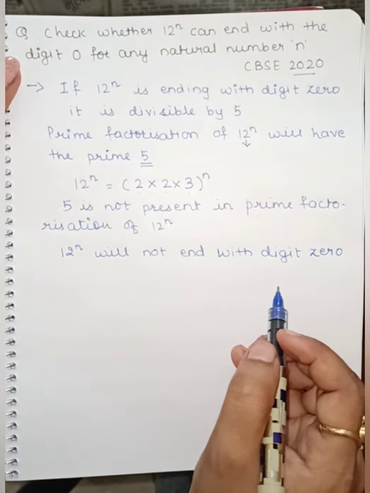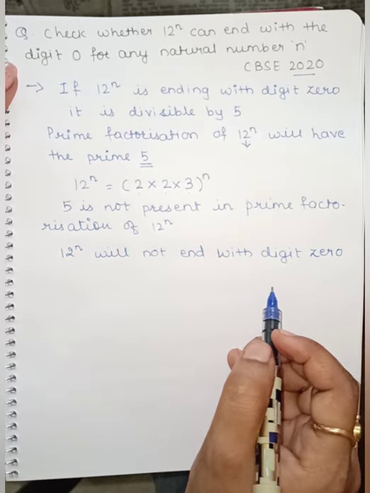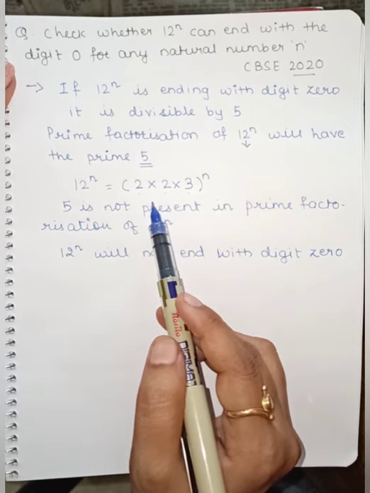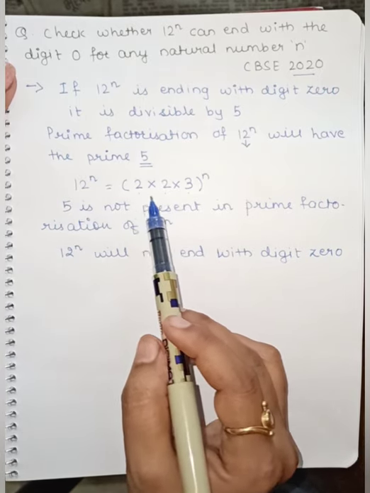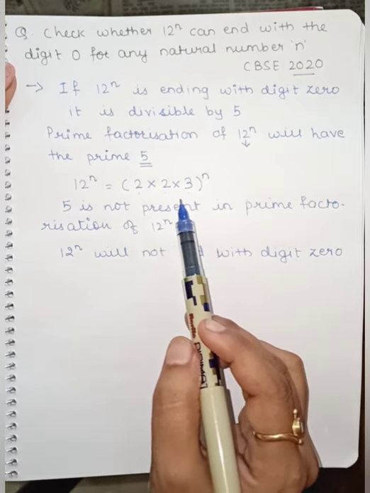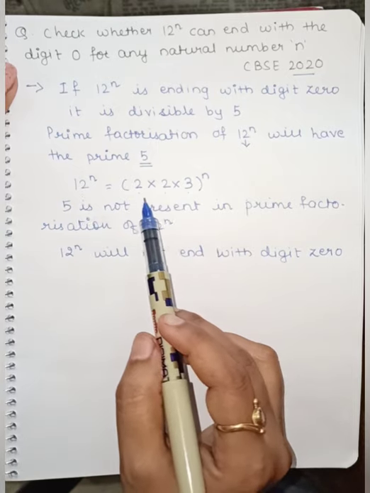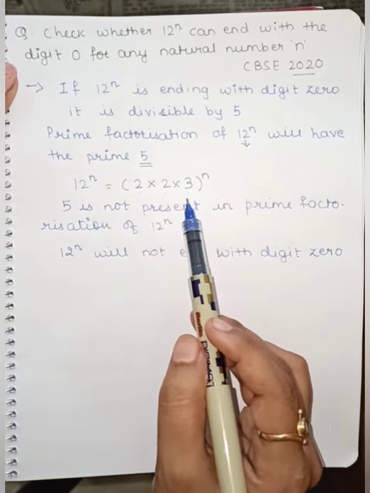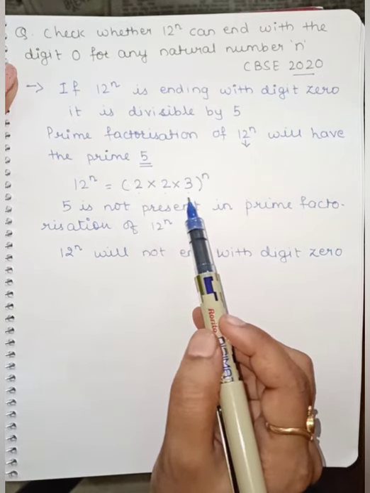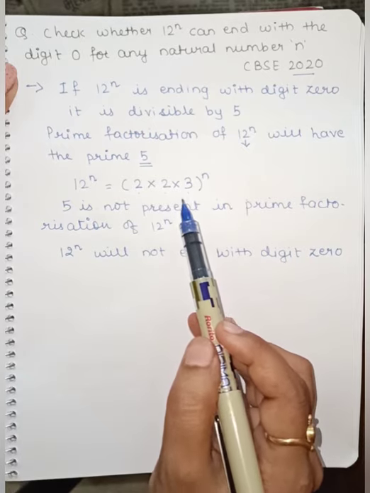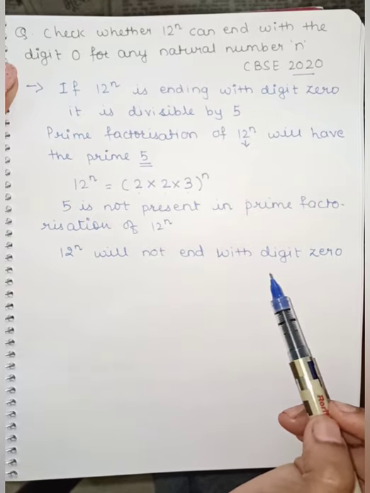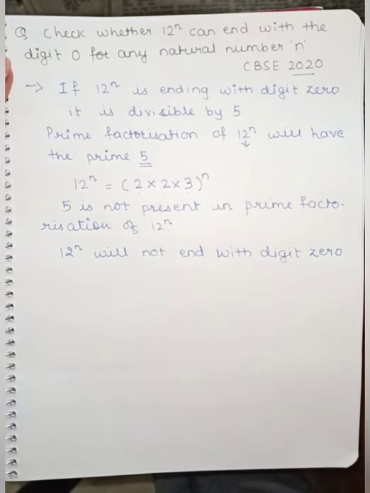Now, why can we say this very surely? Because by the fundamental theorem of arithmetic, the prime factorization is the unique one. It means 12's prime factorization, 2 into 2 into 3, is the unique one. It means there is no other prime factorization of 12 other than 2 into 2 into 3. And hence, from this prime factorization itself, I can say since 5 is not present, definitely this number is not divisible by 5, and if it is not divisible by 5, it will not end with digit 0. Okay.